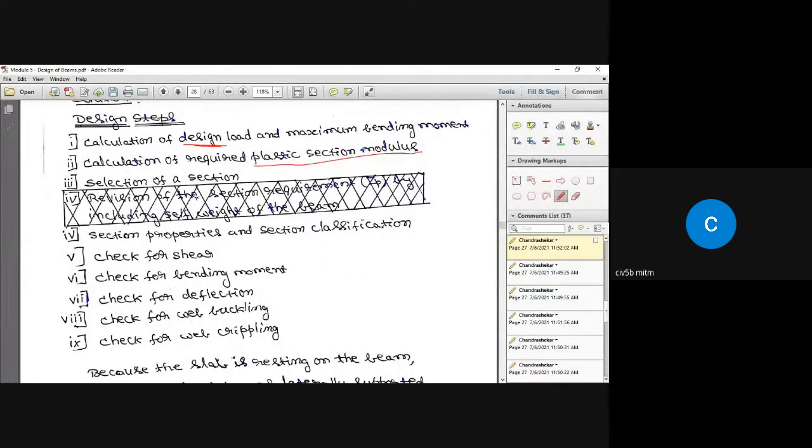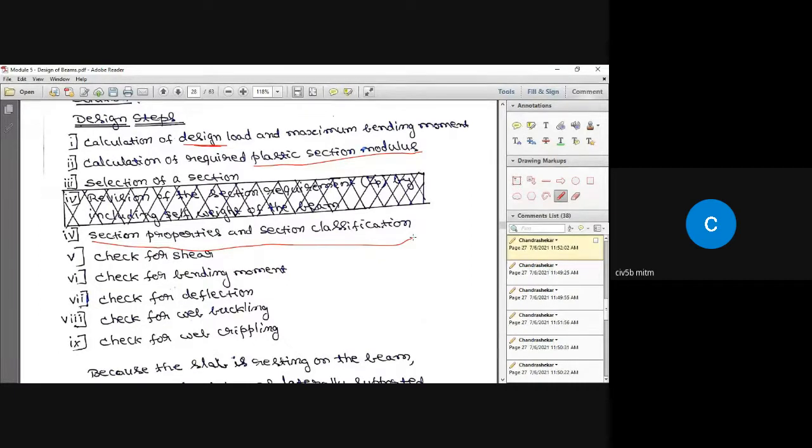Once the section is selected, we are going to write down the section properties and section classification. We write down the section properties just to refer to the values in future calculations within the problem. And under section classification, we check whether the selected section is plastic, compact or semi-compact. That's what we do under section classification.